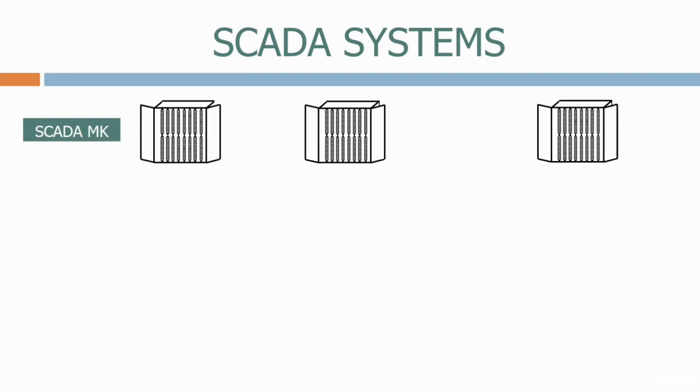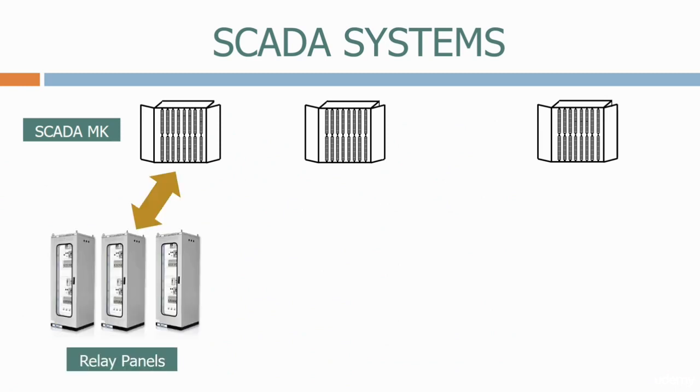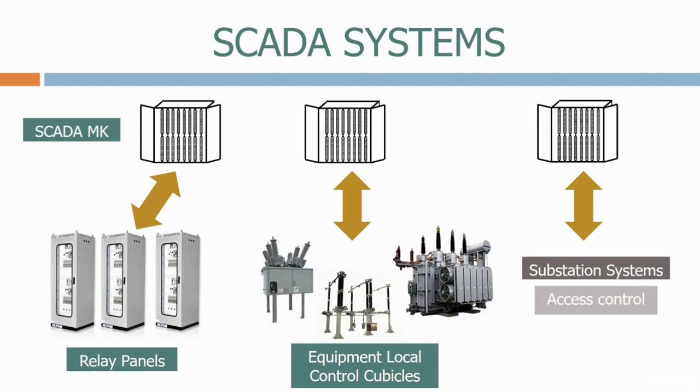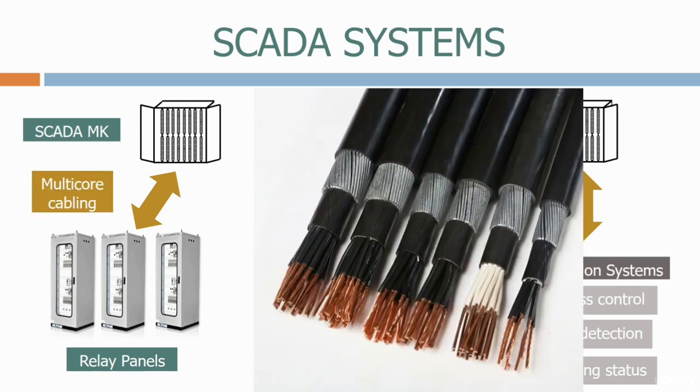The SCADA marshalling kiosks are then hardwired to all of the equipment inside the substation, including relay panels, equipment local control cubicles, and substation systems, such as access control, fire detection, and building status. The normal way of connecting the SCADA marshalling kiosk to the equipment is using multi-core cabling. The cores tend to be 1.5 square millimeter copper, with each individual core being ferruled for identification purposes.